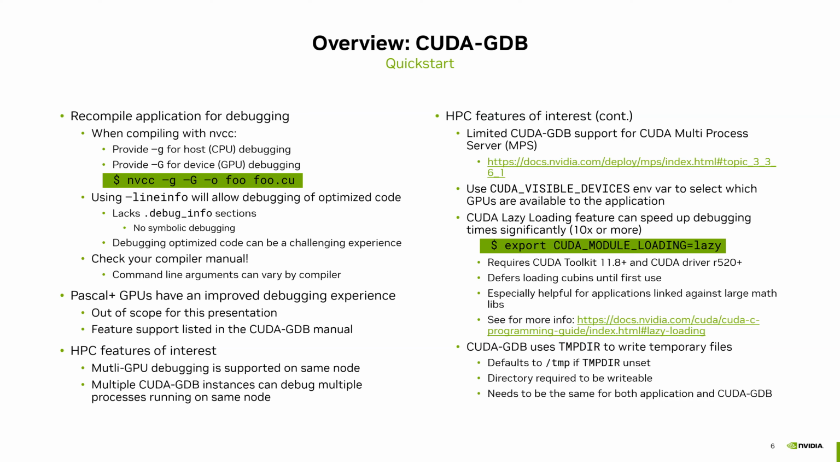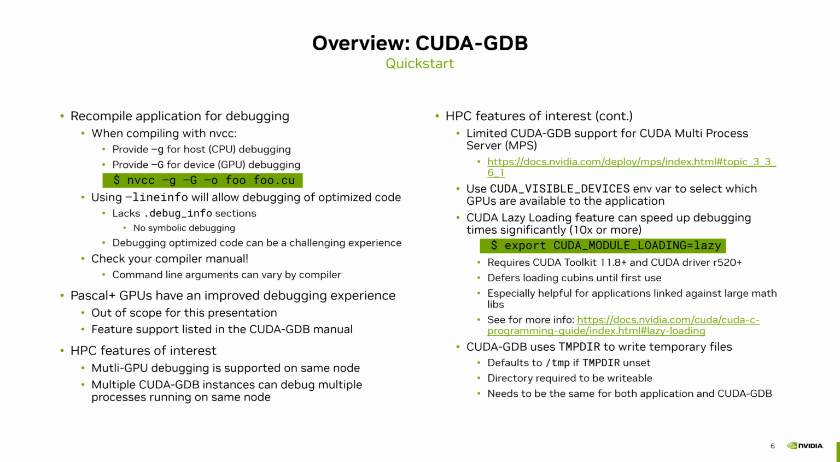CUDA-GDB uses TMPDIR to write temporary files. We default to /tmp if TMPDIR is unset. We also require the directory be writable. You have to pay attention to this with qsub. A lot of times when you start a new qsub session, it will set TMPDIR for you, and you have to make sure that that location is writable. Also, you need to make sure that it's the same for both the application and CUDA-GDB.